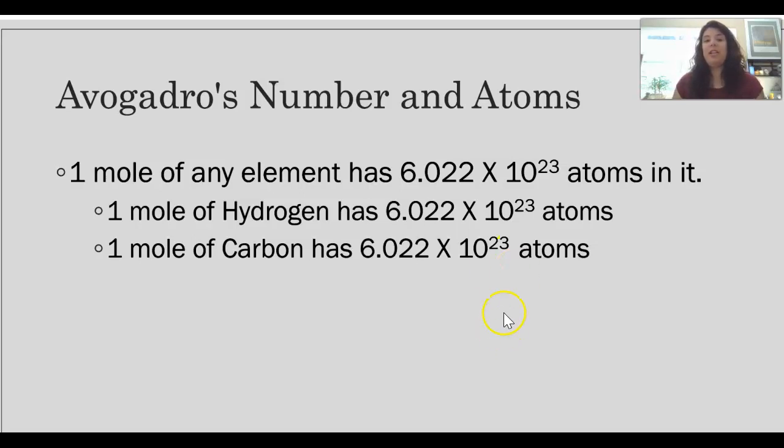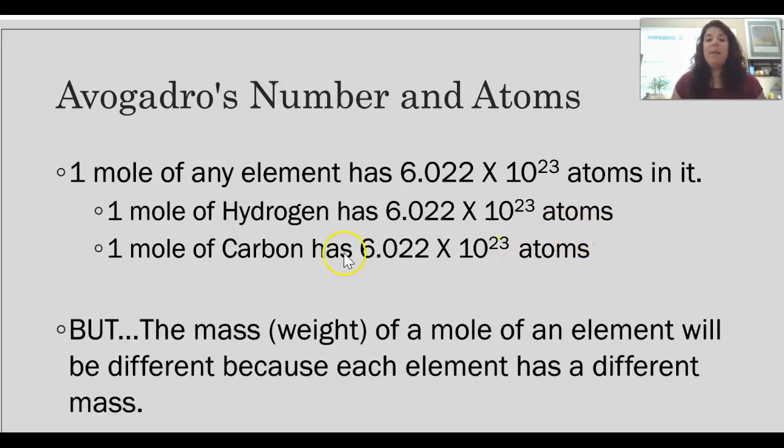However, you have to remember that hydrogen, carbon, nitrogen, they all have different weights or masses to them. So the mass of a mole of an element is going to be different because each element has a different mass. So if hydrogen weighs less than carbon, then a mole of carbon is going to have the same number of atoms as a mole of hydrogen, but a mole of carbon is going to weigh more or have more mass because carbon has more mass than hydrogen does.